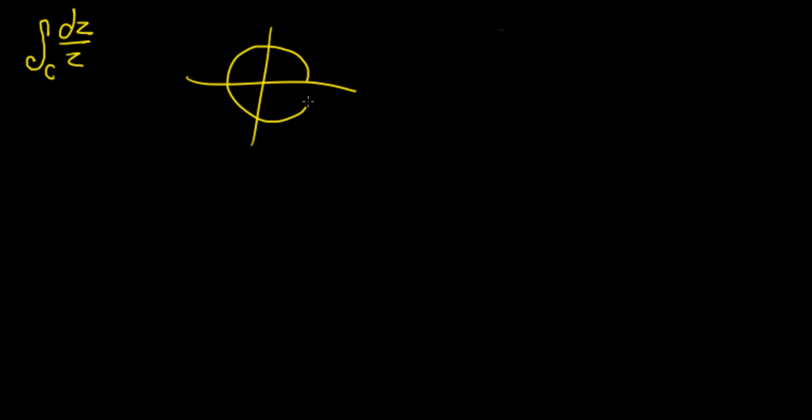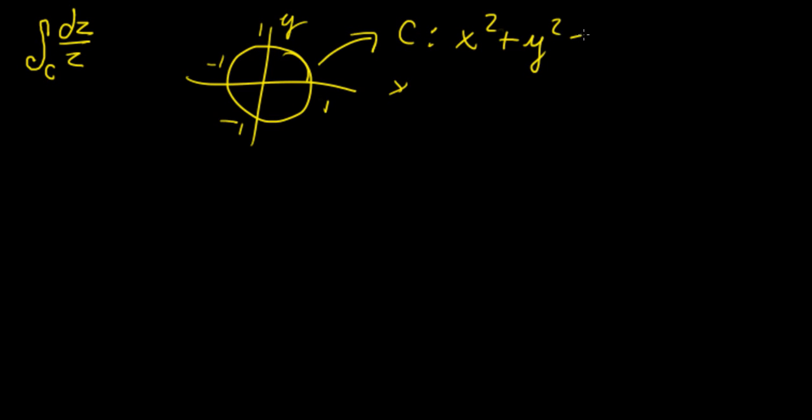In this video, we're going to be talking about contour integration with polar coordinates. So let's say we're interested in finding the following integral, dz over z, for the curve defined by the unit circle on the complex plane. So the unit circle has radius of 1. So the curve C is defined by x squared plus y squared equals 1.